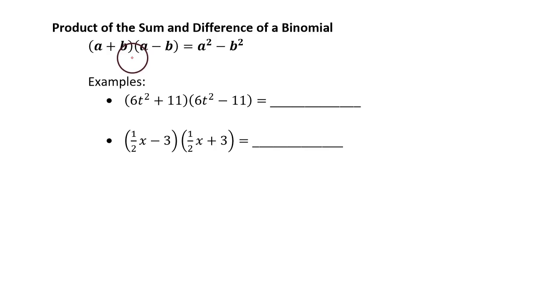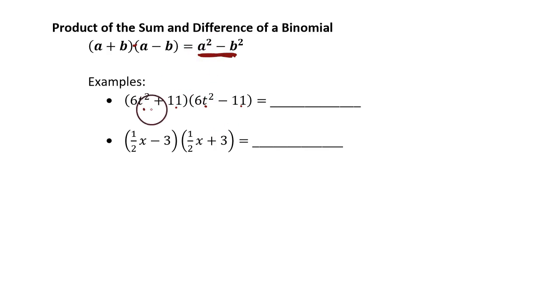Here's another special pattern called the product, because you're multiplying, of a sum and a difference. To quickly get the answer, we square the first term and square the last term. Let's try that pattern. First, you recognize it when you see it. This binomial is the same as this binomial, except this is a sum and this is a difference. Let's apply the pattern rule.